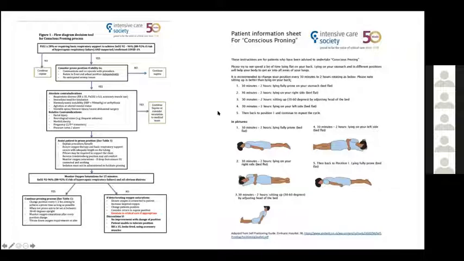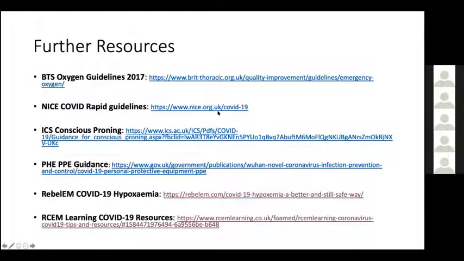So a bit of a whistle-stop tour there, as promised. Sorry it was a little bit rushed, but hopefully we can give Ed some time now to talk about intensive care, which I'm really looking forward to.